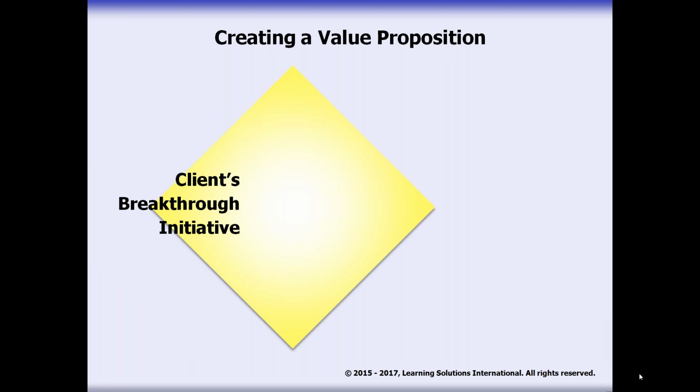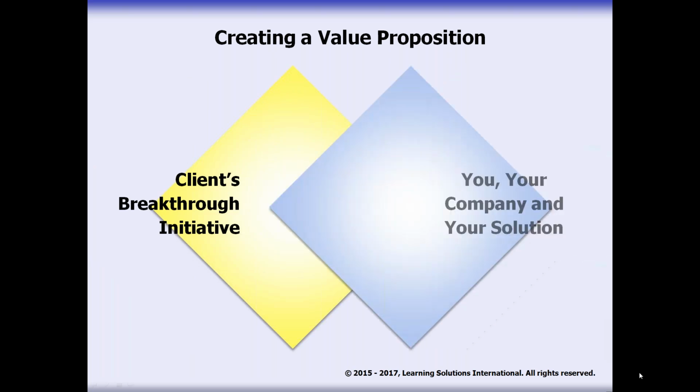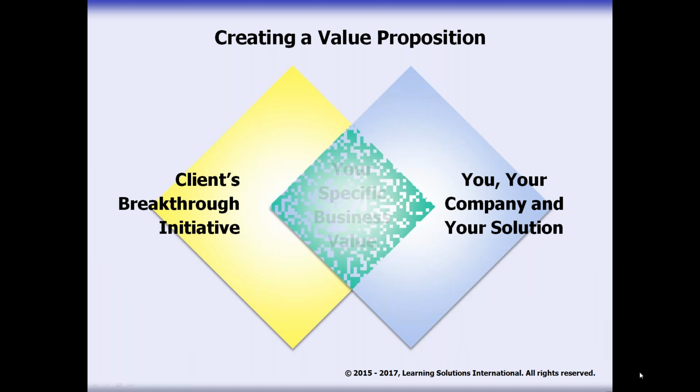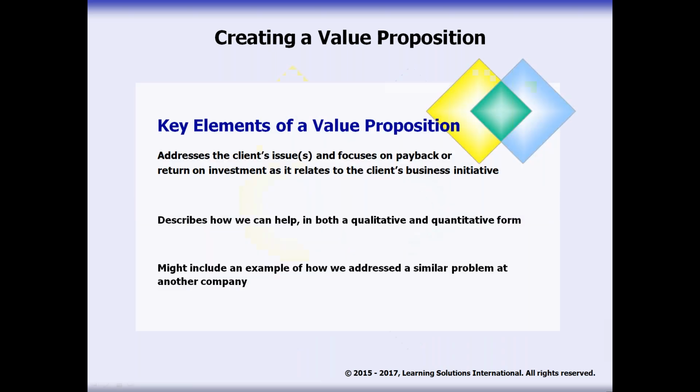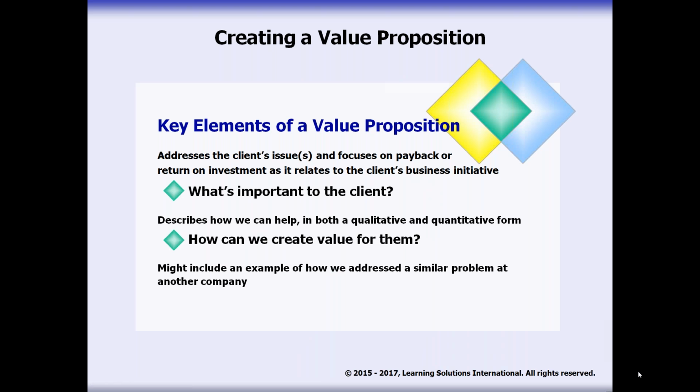So looking at creating the value proposition, you look at the client's breakthrough initiative, you look at these 3 components of value, and the overlap is your specific business value. And this is what you can articulate to the client as it relates to your solution. So when we're creating that value proposition, you look at what's important to the client first. Always put the client first. Secondly, how can we create value for them with our 3 components of value? And then how can you demonstrate your capability? Where have you done something like this in the past?